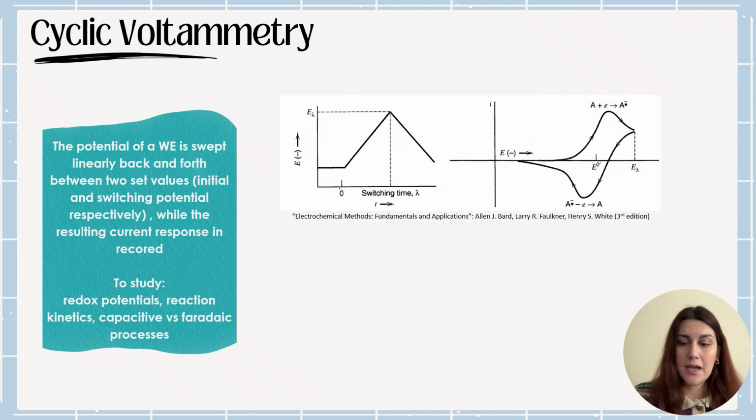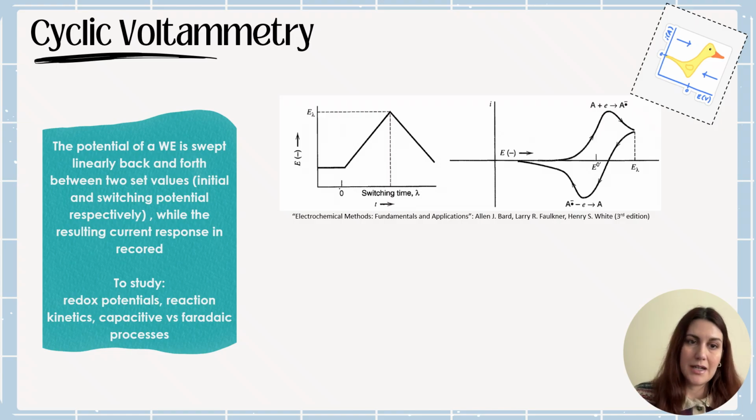These two peaks, the cathodic peak for reduction and the anodic peak for oxidation, are characteristic features of cyclic voltammograms and form this so-called duck shape. The exact appearance of the peaks provides important information about the system. For example, the position of the peaks relates to the redox potential, while the shape and size of the peaks provide insight into reaction kinetics and diffusion processes.